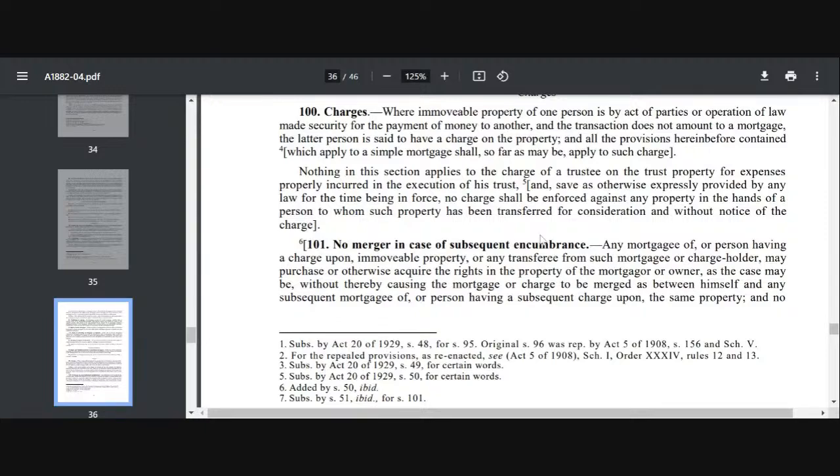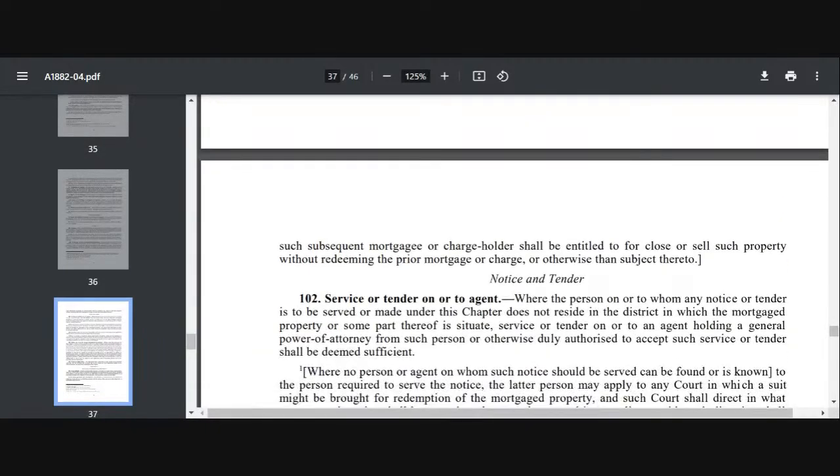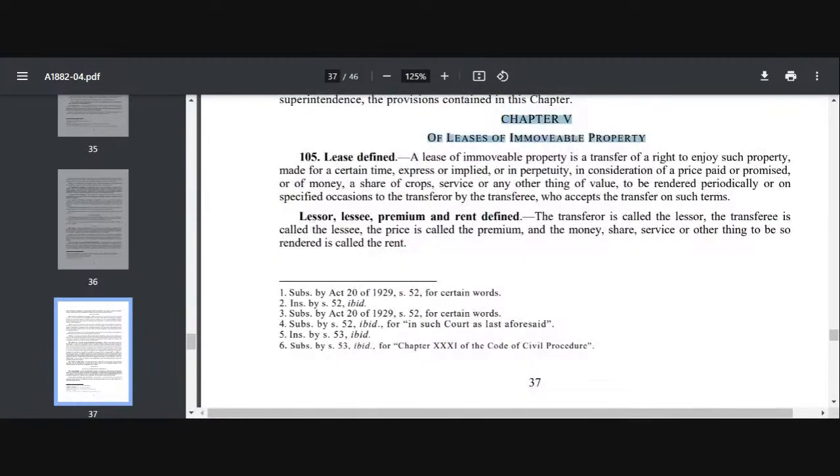Then come to lease, the chapter which is chapter 5, lease of immovable property. So here we have the definition of lease: lessor, lessee, premium, rent, everything is defined. Now what is a lease? There should be one transferor and transferee, and you are getting the right to enjoy immovable property, and there is a duration period, and there is a consideration which is the premium or rent, right? So it's a transfer of the right of enjoyment of an immovable property only for a certain period.